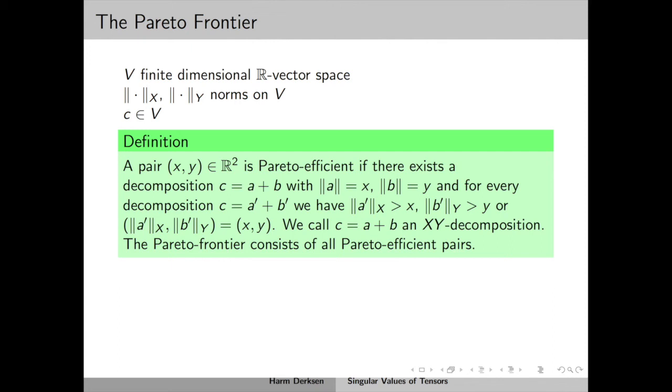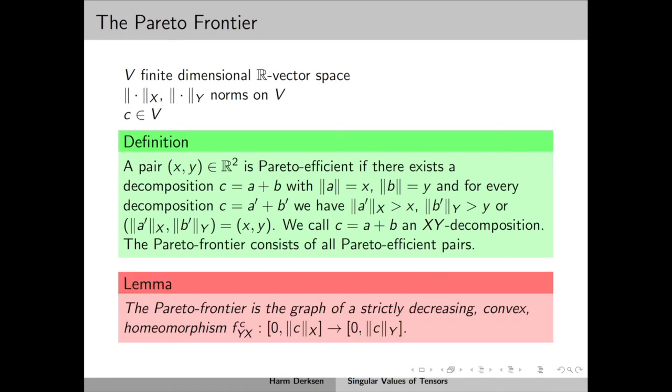And we're looking for optimal solutions. So we say that this pair of values x, y is Pareto optimal if it has the following properties. Whenever we have another decomposition, then either the x norm of A is bigger or the y norm of B is bigger. So we try to minimize the x norm of A and the y norm of B at the same time. And these are competing objectives, and we can look at the trade-off. And so we can graph this trade-off.